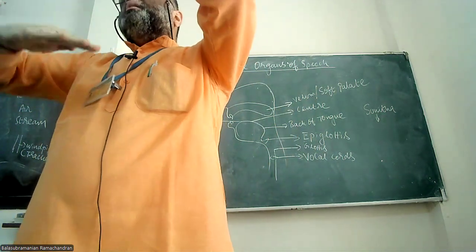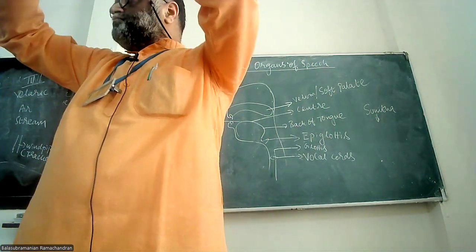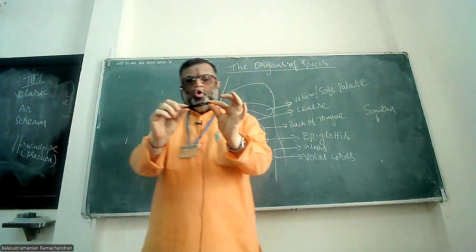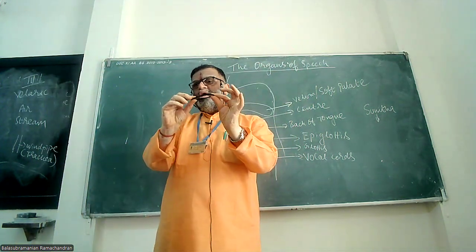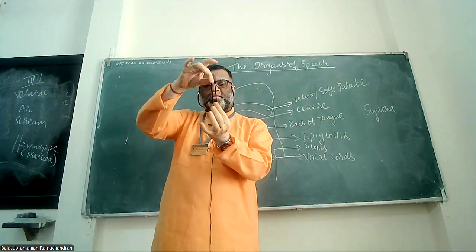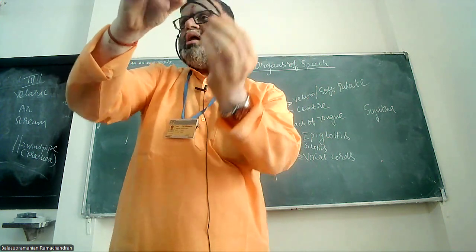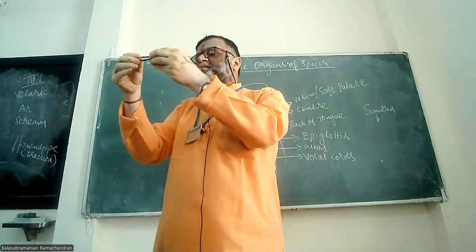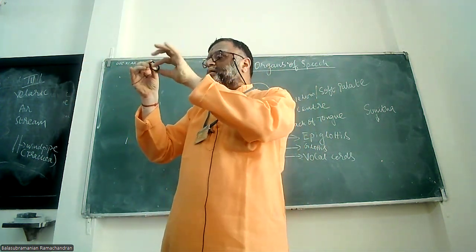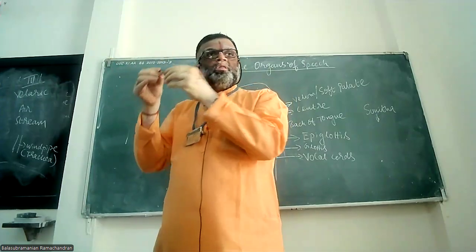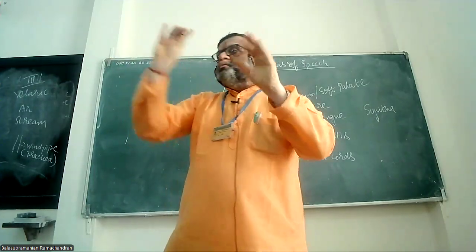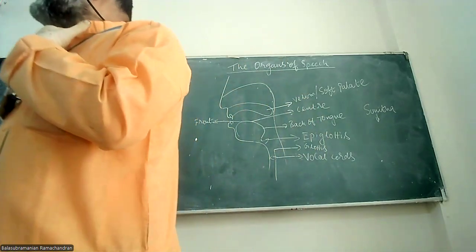Only thing, when you look at it from below, it will be like this. If you want a better view, it will look like this. I'm just showing it to the camera so that you see it stretch. With a thinner rubber band, you blow air and it will vibrate. This vibration of the vocal cord is what you hear as voice.